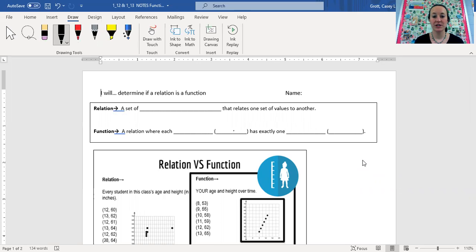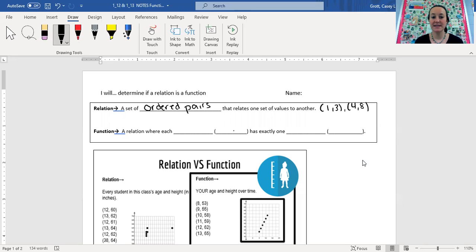Relation, that's going to be a set of ordered pairs that relate one set of values to another. So just in general, a relation is a set of ordered pairs. Remembering ordered pairs being like 1, 3, 4, 8, just random numbers.